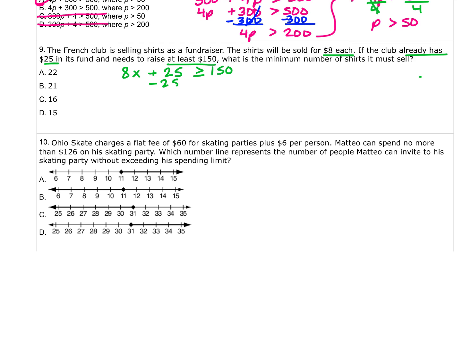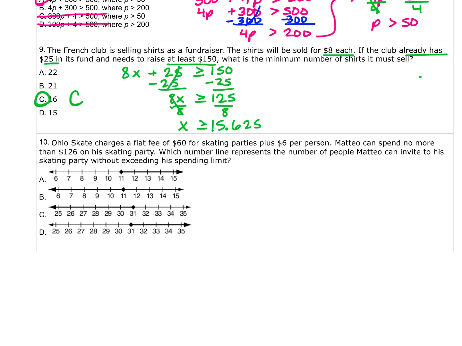So we'll subtract 25 from both sides. We get the shirts need to be at least $125. We'll divide both sides by 8 to get X is greater than or equal to 15.625. Now, that means that 15 shirts would be too few. It needs to be at least 15.625 shirts, and you can't have 0.625 of a shirt. So that means it's going to be at least 16. Answer choice C.